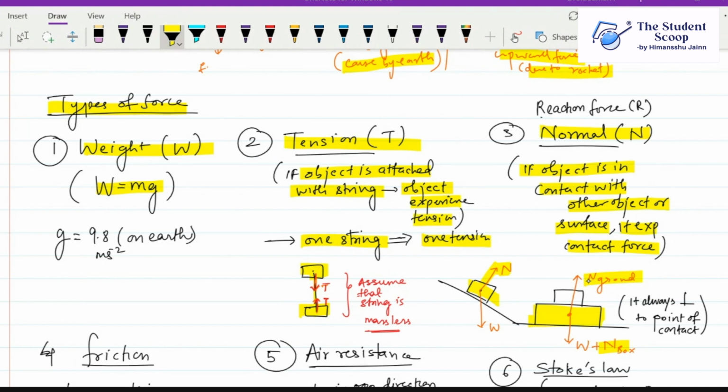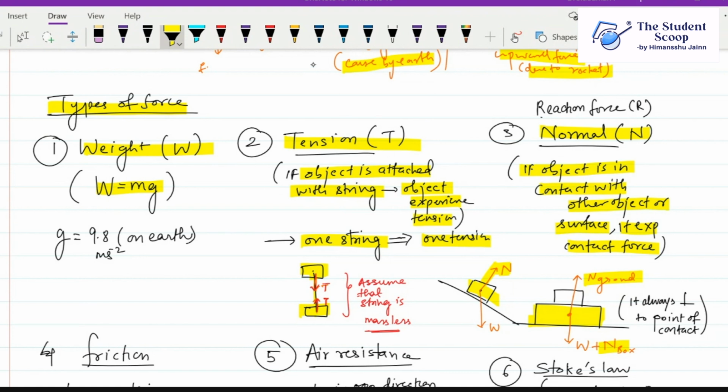It is not just normal forces from the ground. It can be from the other objects as well that the object is in contact with. And it can be vertical, it can be horizontal, it doesn't matter.